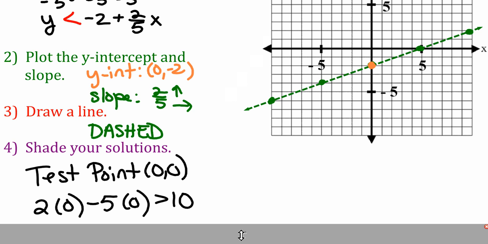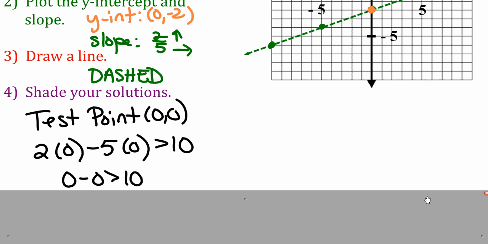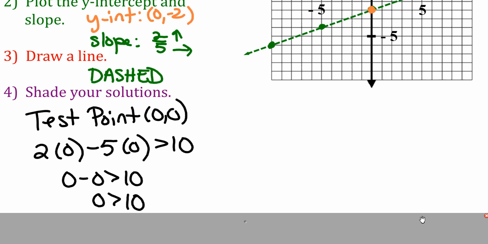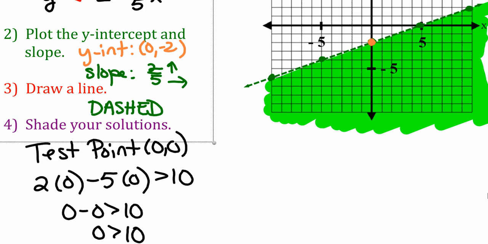So if I substitute 0 in for x and y, we have 2 times 0, which is 0, 5 times 0, which is 0. 0 minus 0 is 0. Is 0 greater than 10? Well, we know that 0 is not greater than 10, so that is false. So we are not going to be shading on the side with 0, 0. We want to shade where it's true. So for us, that would be below our boundary line.